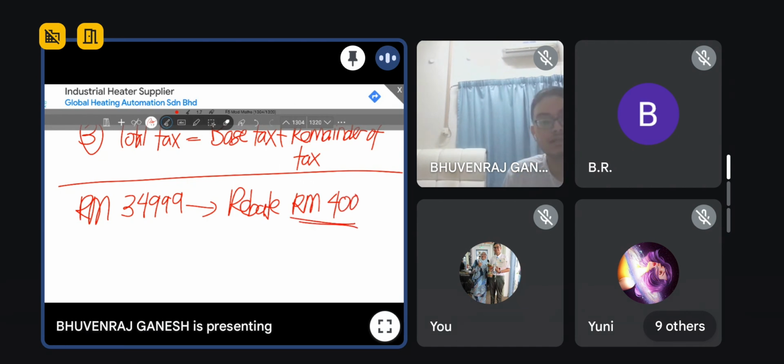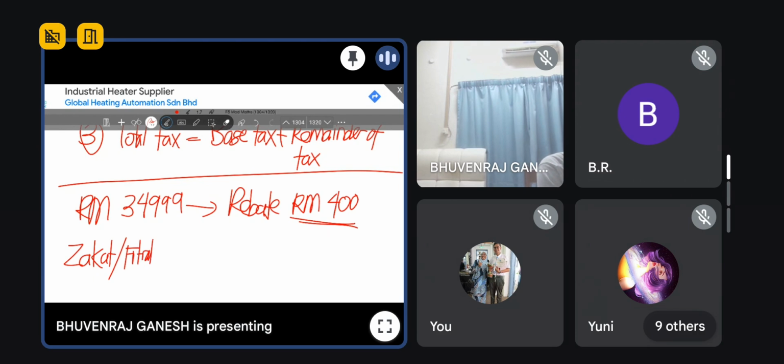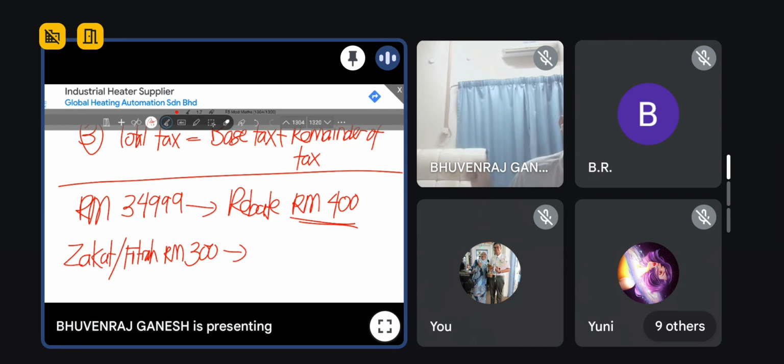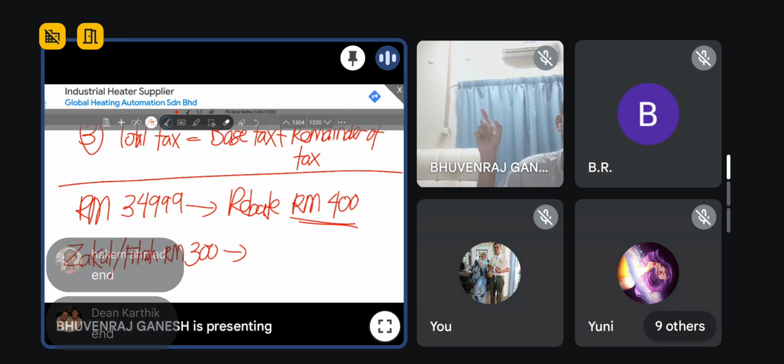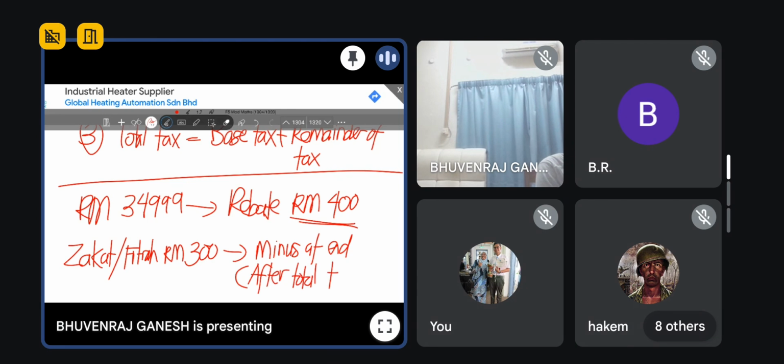Okay, kena hafal. Alright. Okay, second, let's say I got zakat or fitrah. Let's say RM 300. So guys, RM 300 ni, do you minus it to count pendapatan bercukai, or do you minus it at the end? Adakah kamu tolak zakat kat awal atau akhir? Yes, very good. Minus at end. At the end means after you count your total tax, you minus the zakat. Selepas kamu dapat jumlah cukai, kamu tolak zakat. This is the concept.